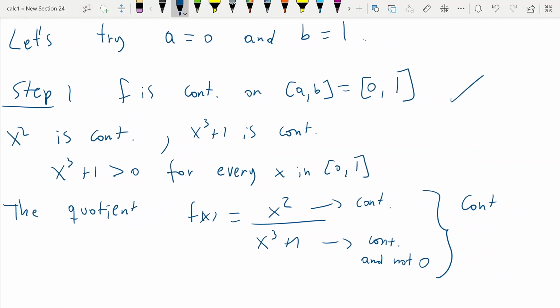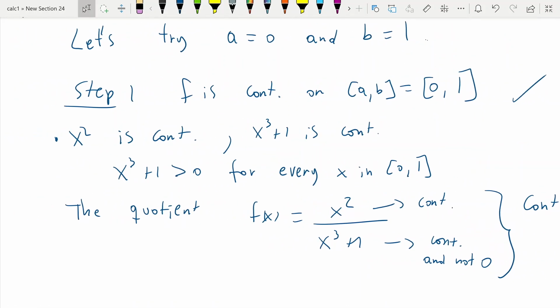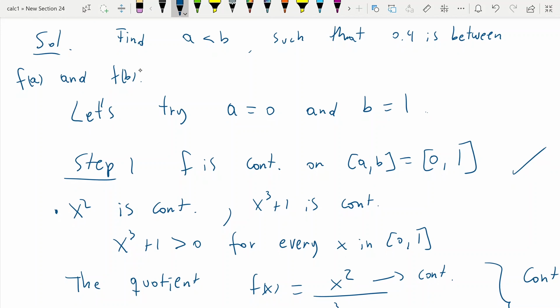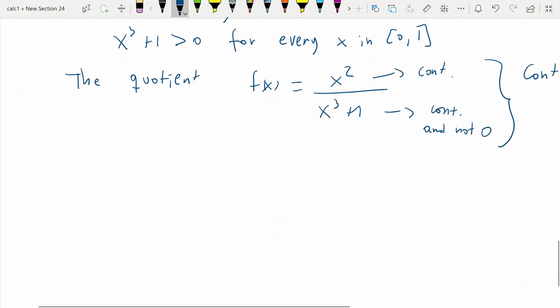So the first step. I'm just showing every detail in this first example. Then we will just brush it off. Most of the functions we'll give you will be continuous, so it's just a matter of checking. You're saying polynomial divided by polynomial, the denominator doesn't vanish. That's it. Step 1 is always checking that the function is continuous. What is the second step?